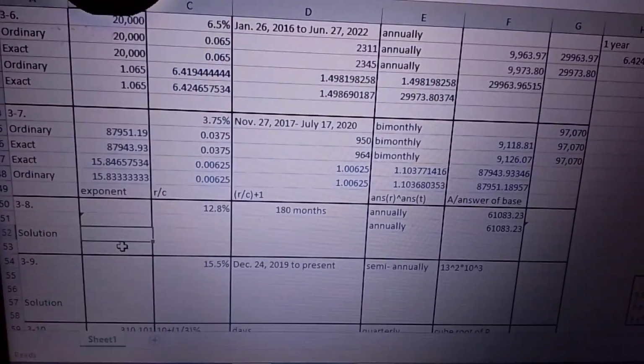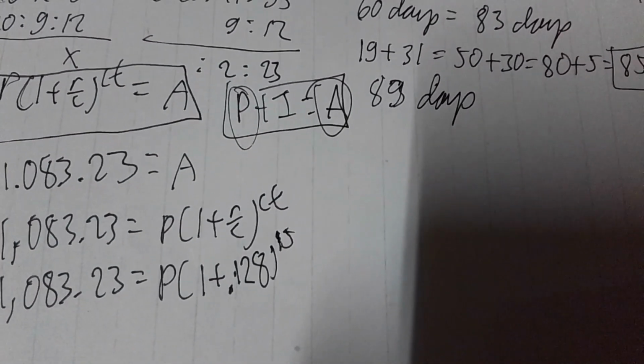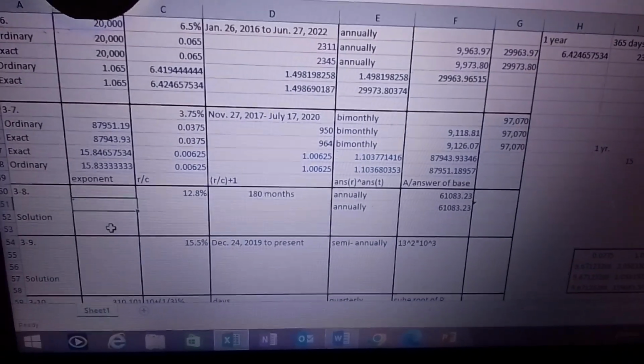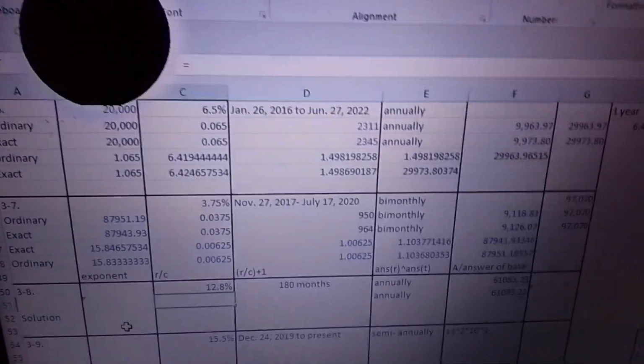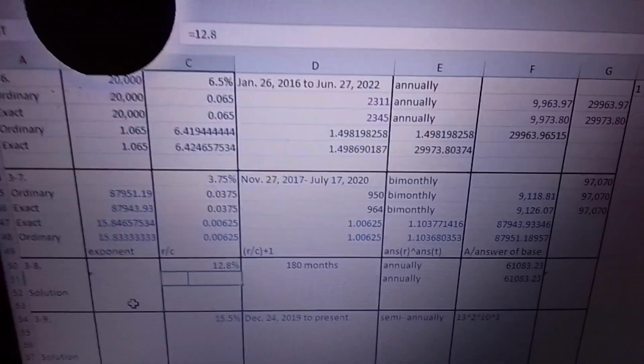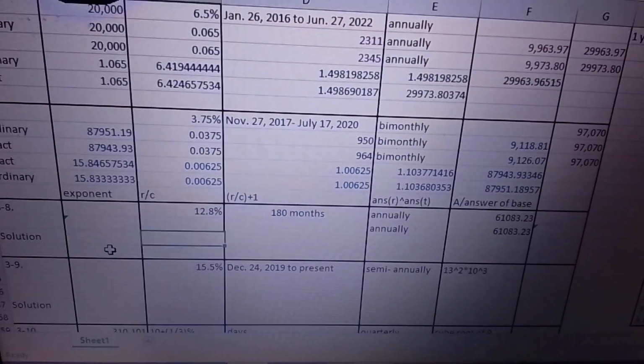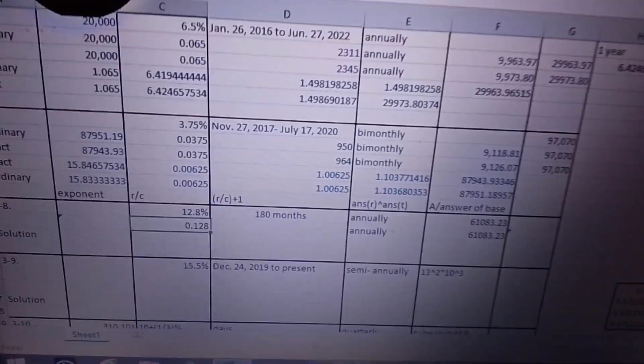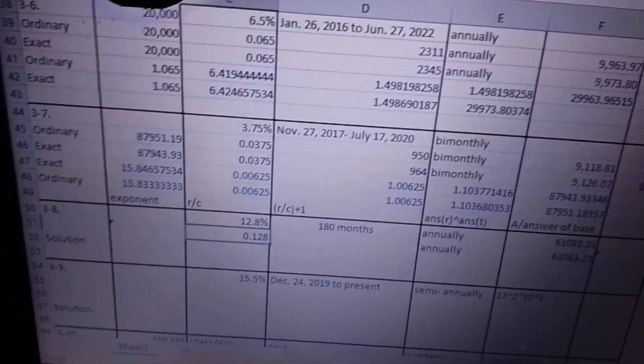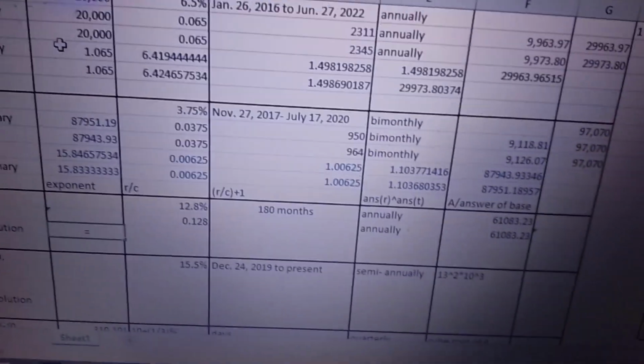On our left-hand side, remember the first thing that we need to do is this. Remember you have 1 plus 12.8, right? So therefore, this 12.8 here, we're going to have to divide that. So 12.8 divided by 100. And that's supposed to be 0.128.